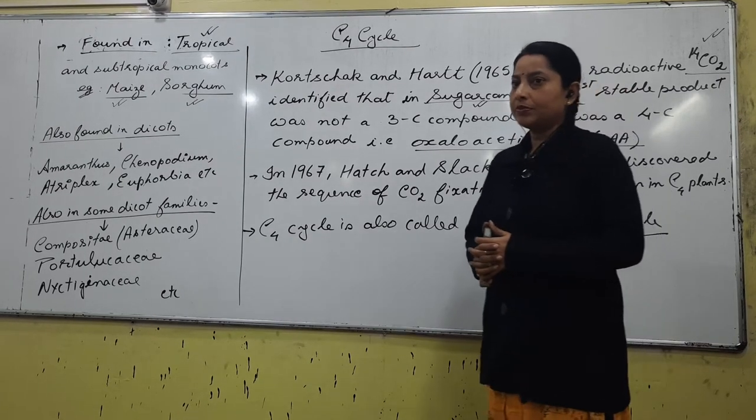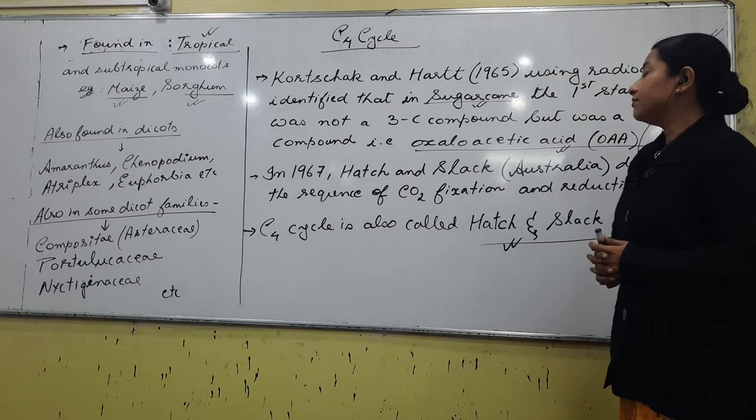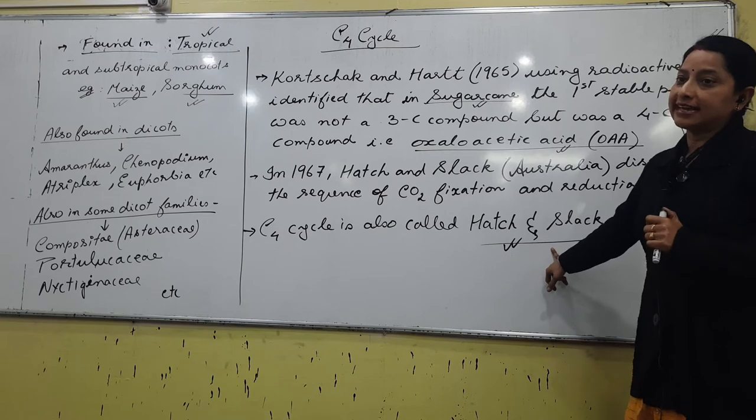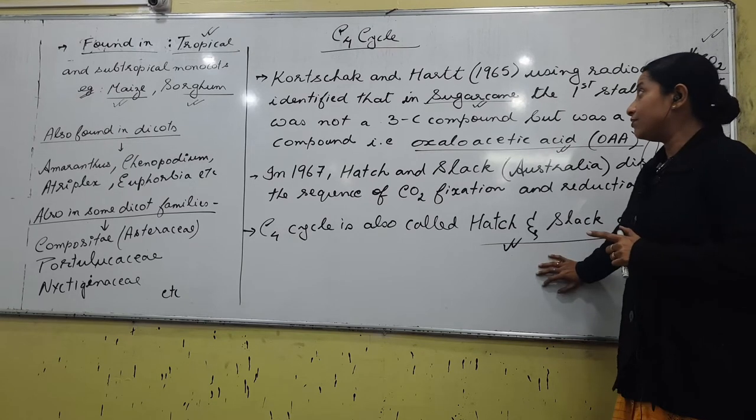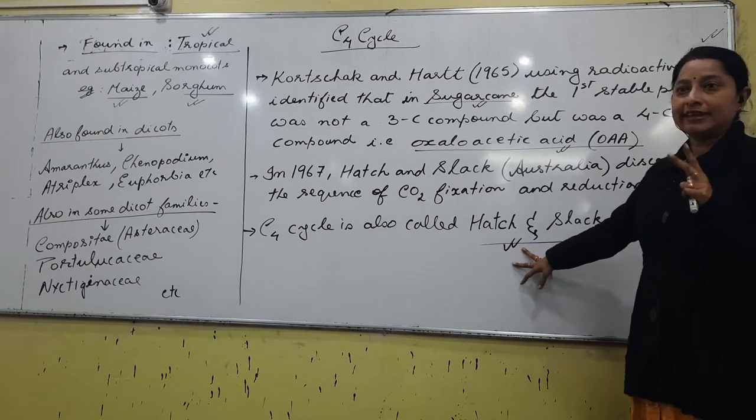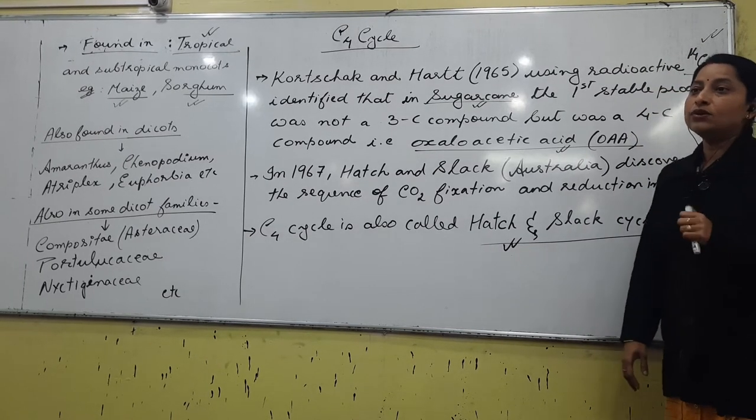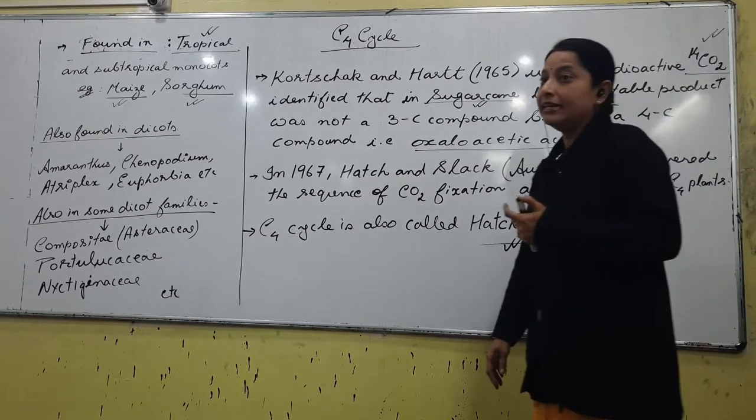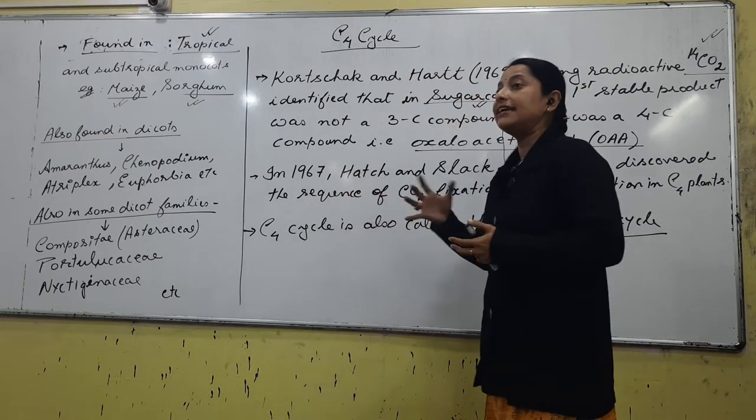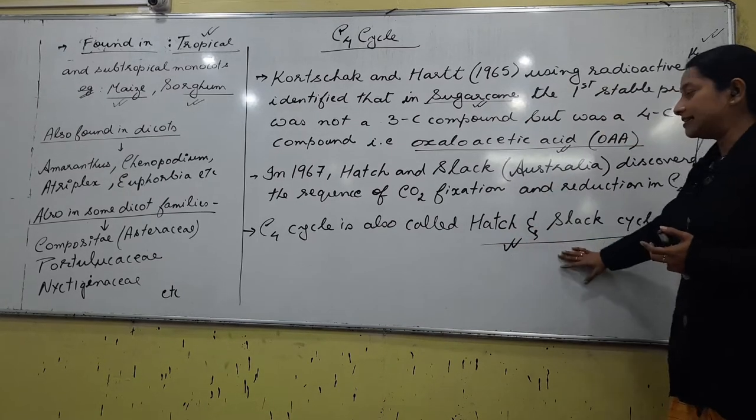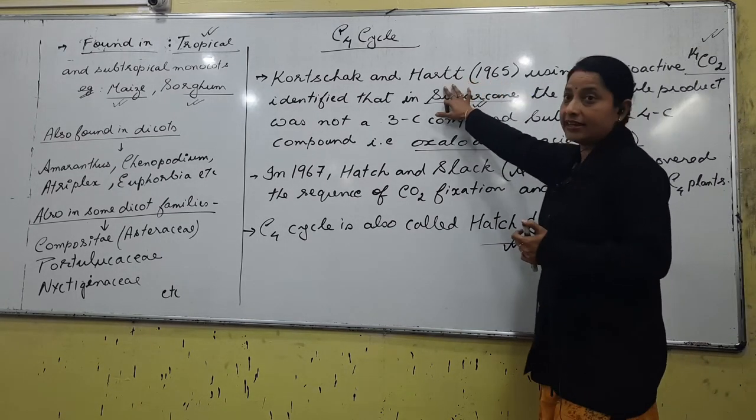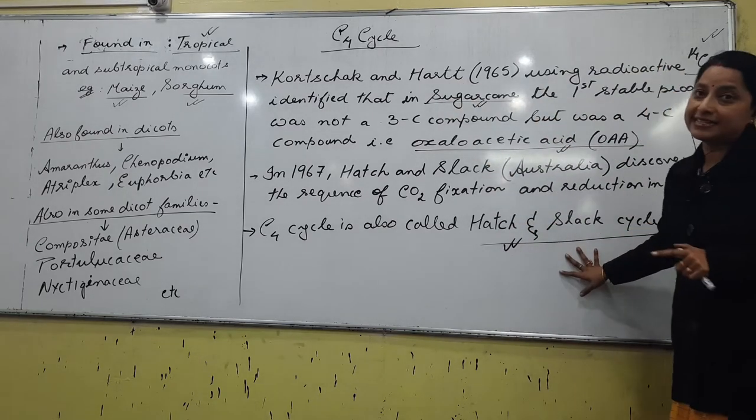Talking about the C4 cycle, the first point to be remembered is that it is also called the Hatch and Slack cycle, right? Who discovered the C4 cycle? It is also called the Hatch and Slack cycle. Just as with the C3 cycle, who discovered the dark reaction? Blackman. But the C3 cycle is also called the Calvin cycle because of the reactions that he gave, right? Similarly, exactly the same explanation applies in the case of C4. It was discovered by Kortschak and Hartt, but the name given is Hatch and Slack.